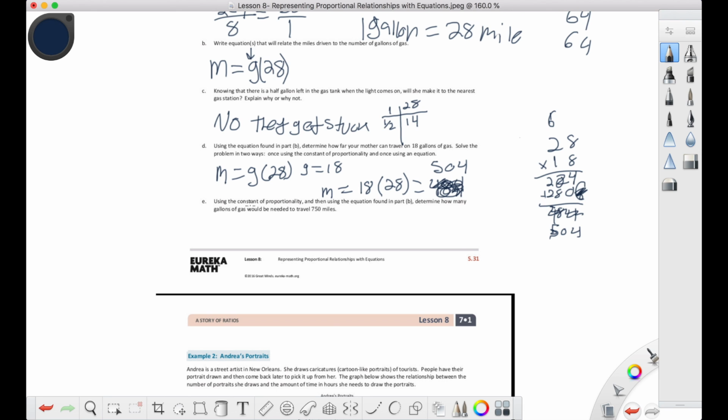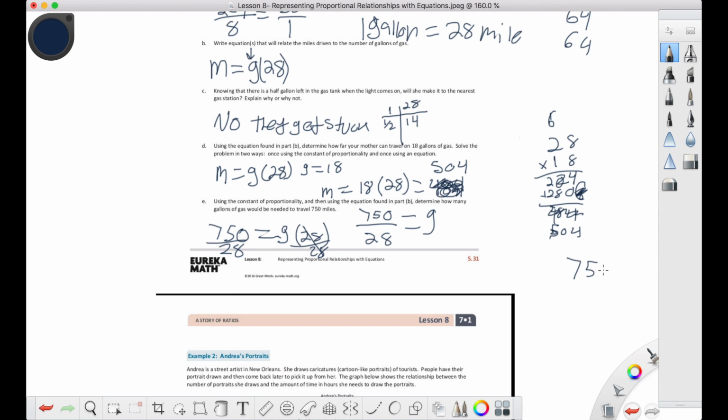So E, using the constant of proportionality, and then using the equation found in part B, determine how many gallons of gas would be needed to travel 750 miles. So we're going to use our equation. 750 equals, because this is how many miles, G times 28. So now what we want to do is get G by itself, so we can divide both sides of our equation by 28. 750 over 28 equals G. If I divide this side by 28, and then I divide this side by 28, 28 divided by 28 goes away, and we're left with 750 over 28.